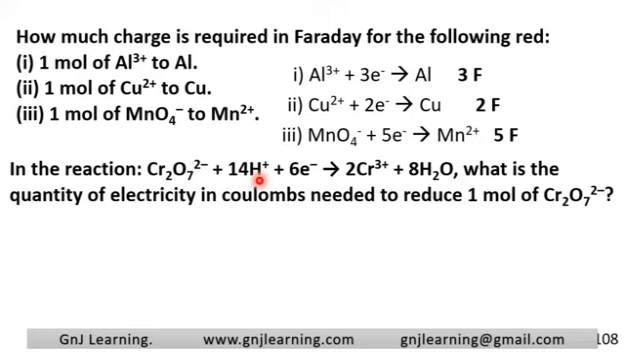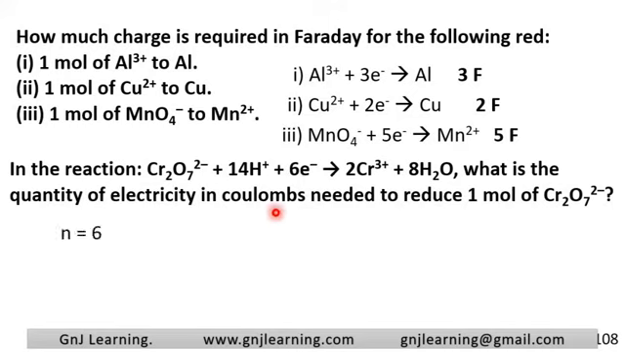Next question. In the reaction, this dichromate in acid solution accepts 6 electrons and gets reduced to Cr3+ and 8 H2O. What is the quantity of electricity in coulombs needed to reduce 1 mole of this compound? So they have asked for the quantity of electricity in coulombs. Why? Because in the reaction itself it is given that there is only 1 mole and it requires 6 electrons. That means for 1 mole of this, 6 Faraday is required. Now you just need to convert into coulombs.